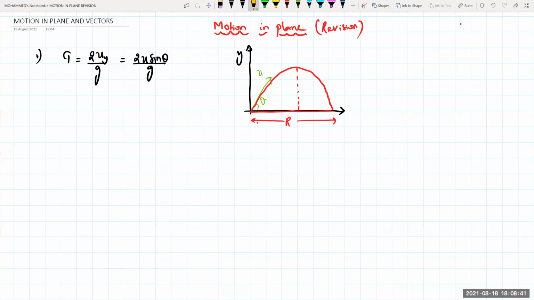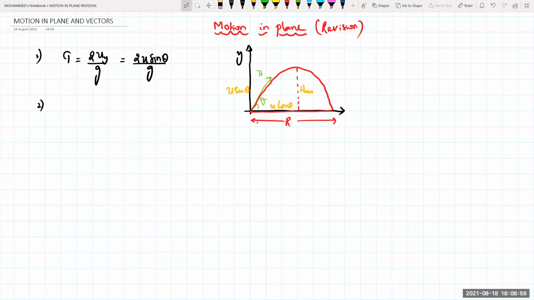Yes, sir. So if I resolve this one, this is u into cos theta, the horizontal component, and this is u into sin theta, the vertical component. And this will be the maximum height, h max. So time of flight is T equals 2uy divided by g.